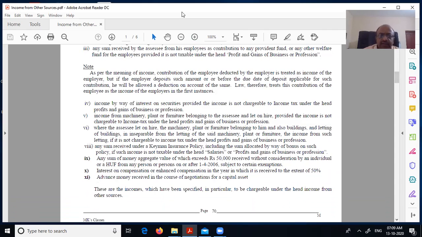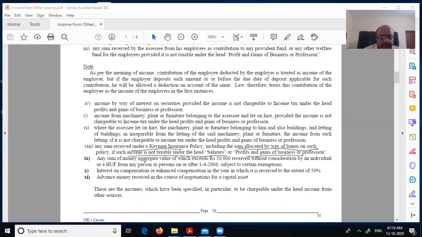Now the other one is again a parallel provision of what is there in business. Any sum received under Keyman insurance, including sum allocated by way of bonus on such policy, if such income is not taxable under salaries or profits and gains. Under business also, this was there. If you are taking a policy on the Keyman, the proceeds will be taxable under the head other sources.